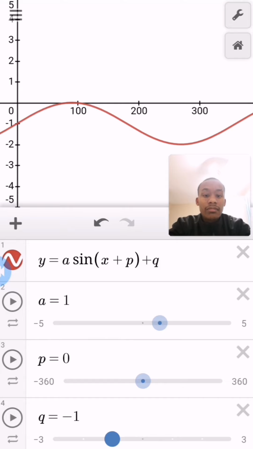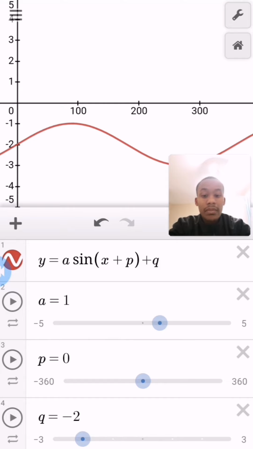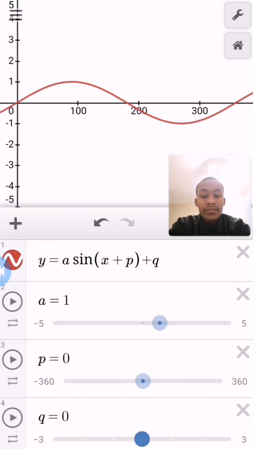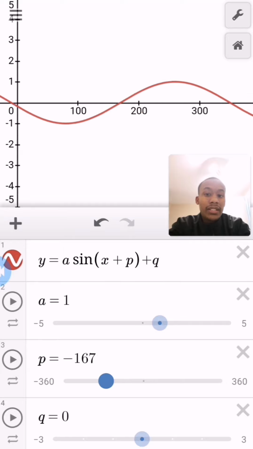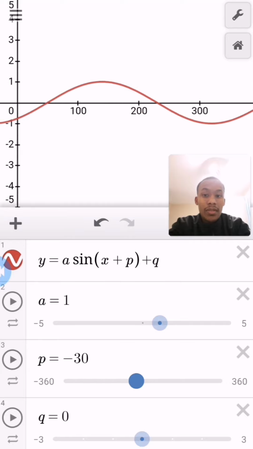And vice versa, if it's negative, it will start at whatever that negative number is. Okay, the y-intercept will be whatever that q's value is, and then it just goes from there. Of course, this is only if the graph is not moved left or right, because if it does move left or right, then you can see the y-intercept changes.